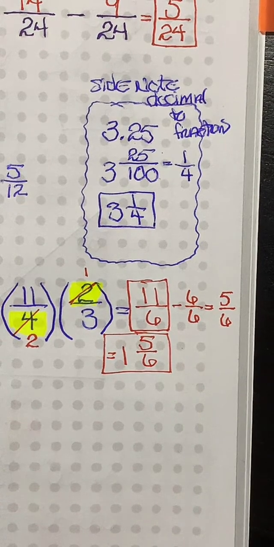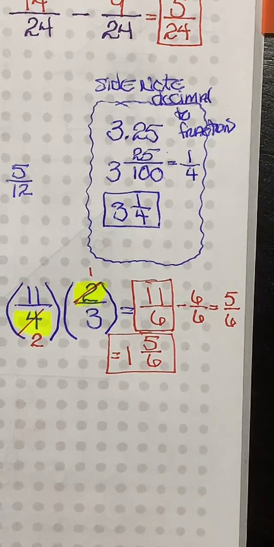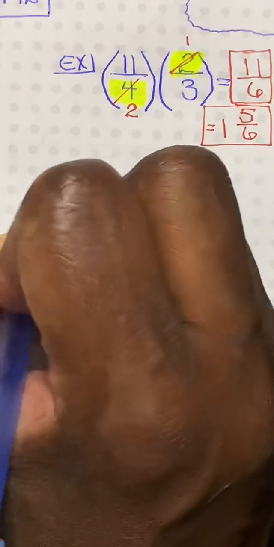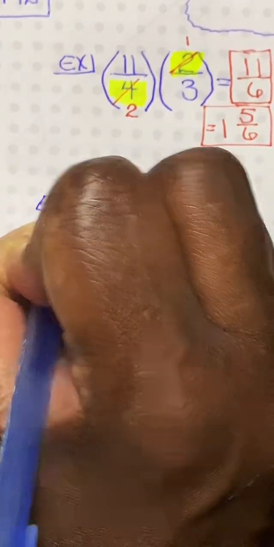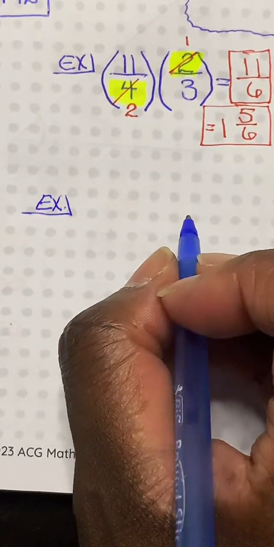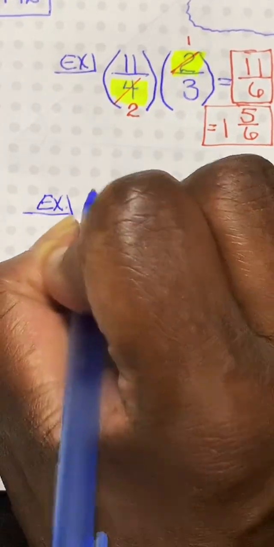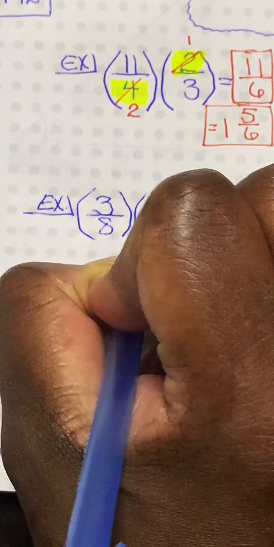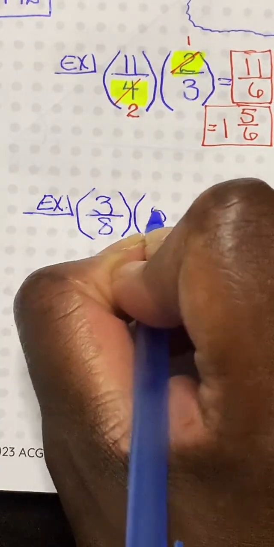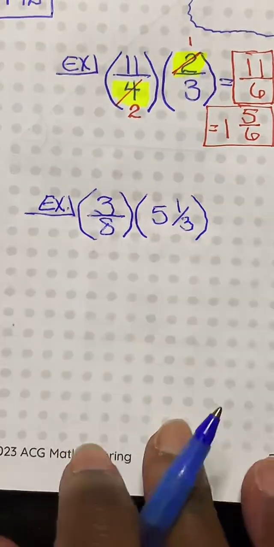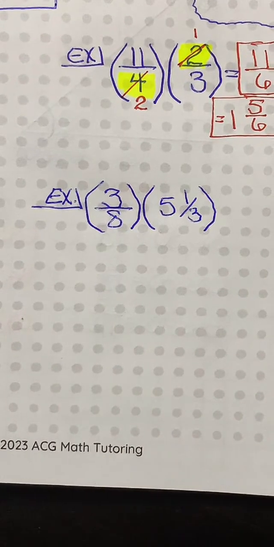All right, so let's try another one. What would you do? Devil's advocate right here, being a little sneaky. What would you do if you had 3/8 times 5 and 1/3? Ooh, she's being crazy. What would we do?